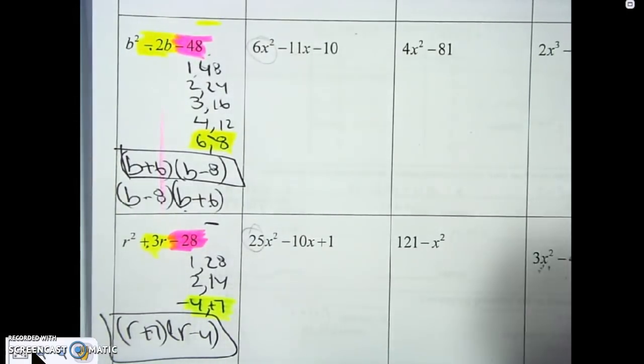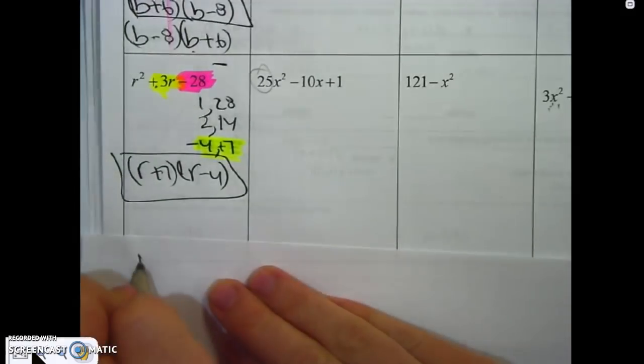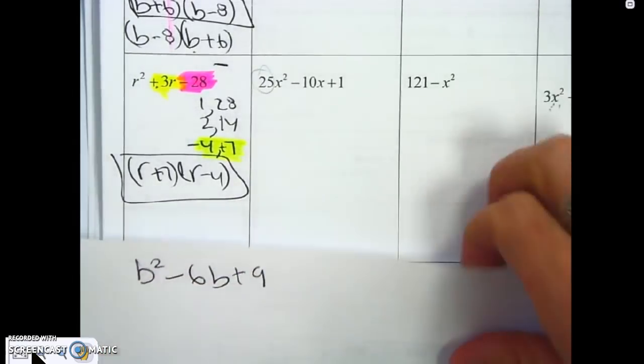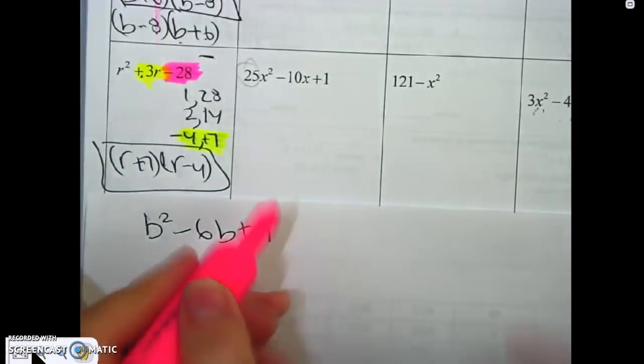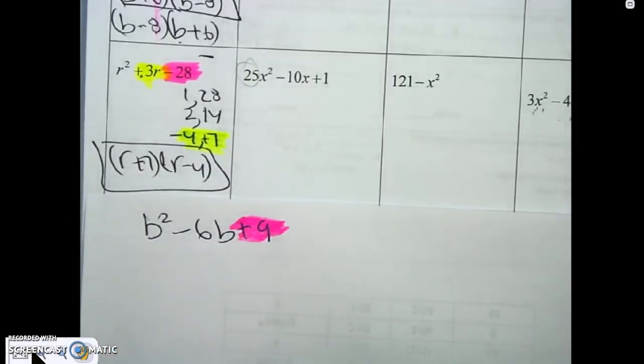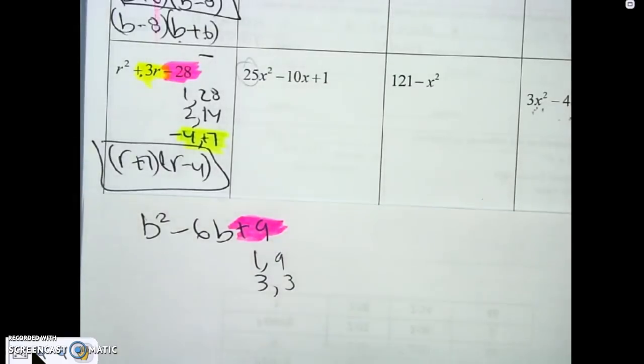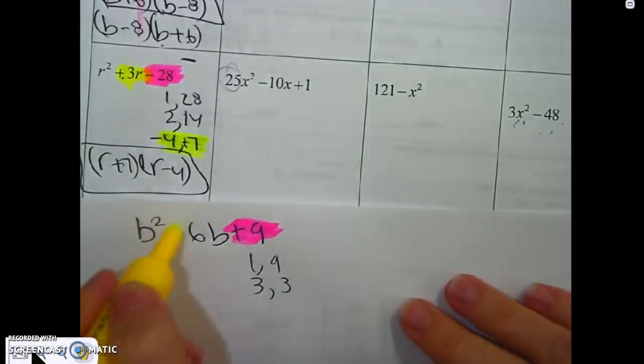I want to acknowledge a couple more that aren't on here, so I want you to be aware. If I had b squared minus 6b plus 9, I look at the last guy and see all the ways to get 9. 1, 9, and 3, 3. So my magic is to get the 6.